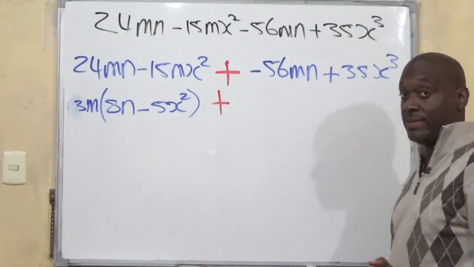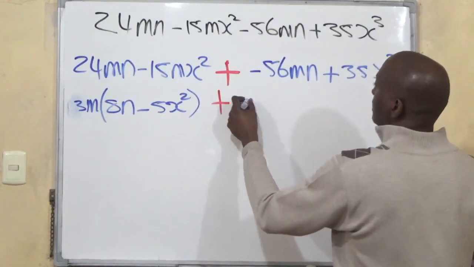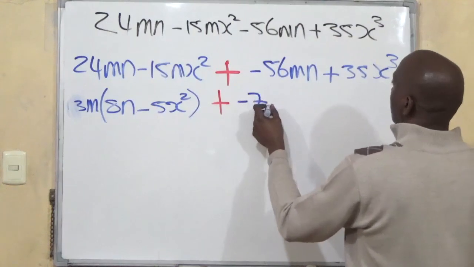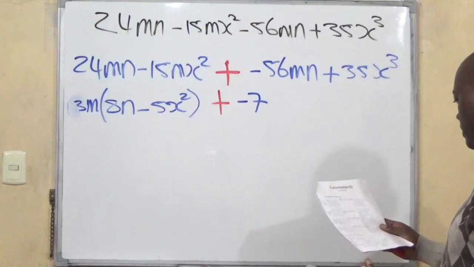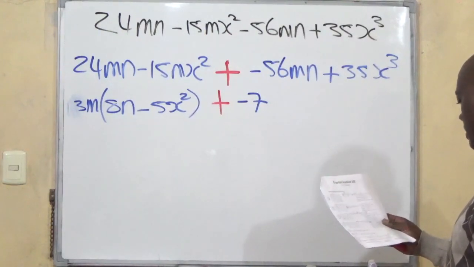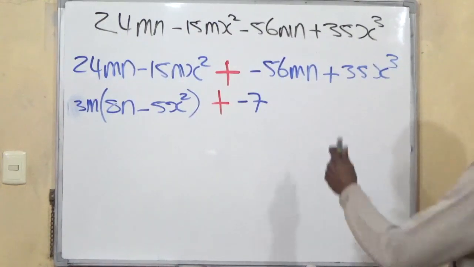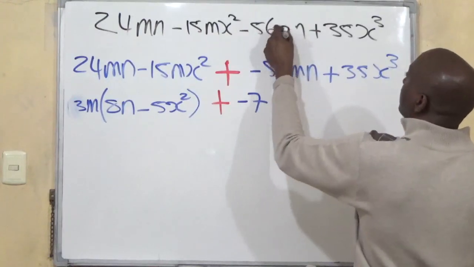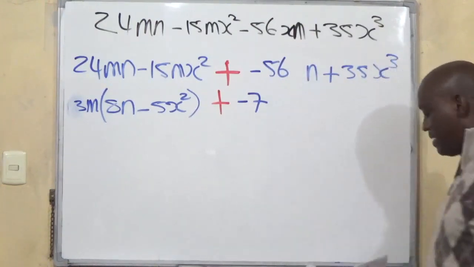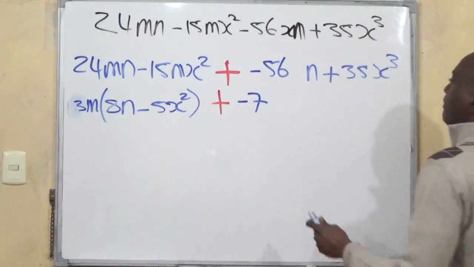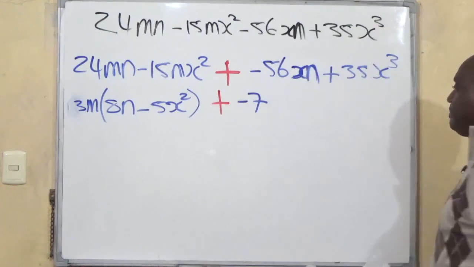Watch it now. Here's where the magic starts. Minus 7. This is supposed to be minus 56xn. Jeez, I wrote the wrong thing. But I have it right on the paper here, don't worry. I'm sure somebody watching the video already saw that. Right, minus 56xn.